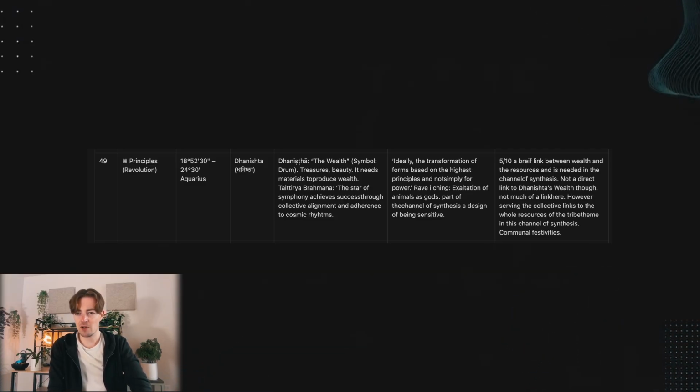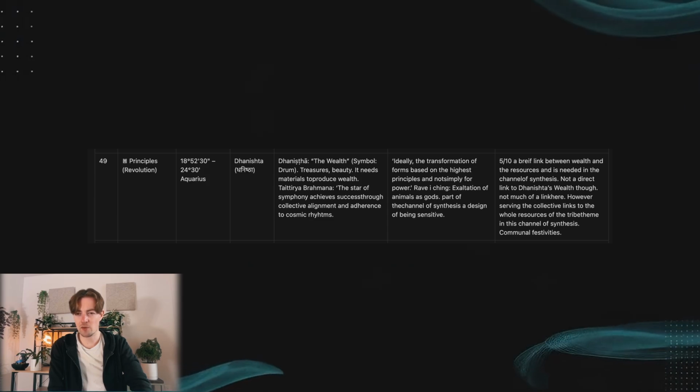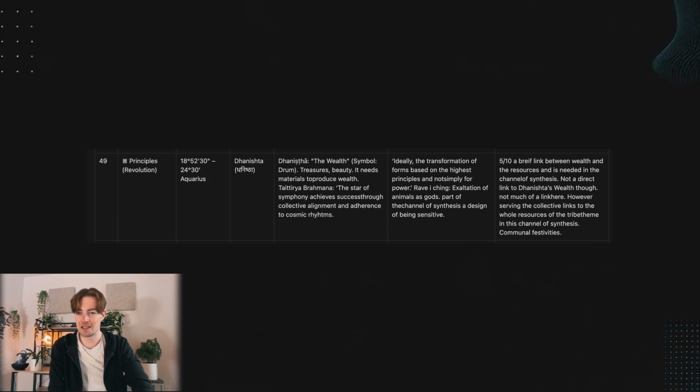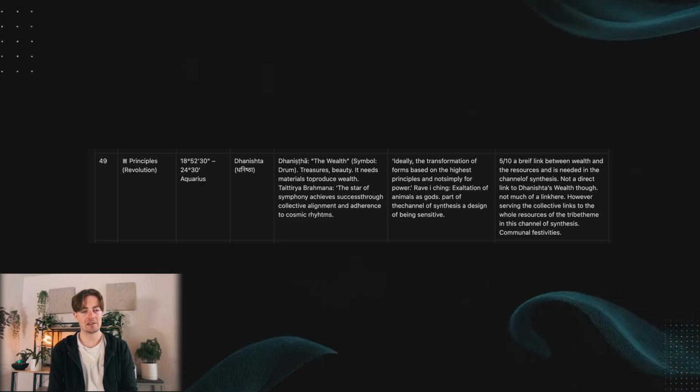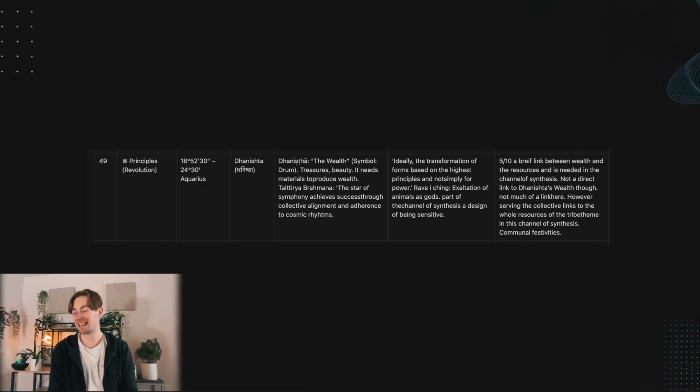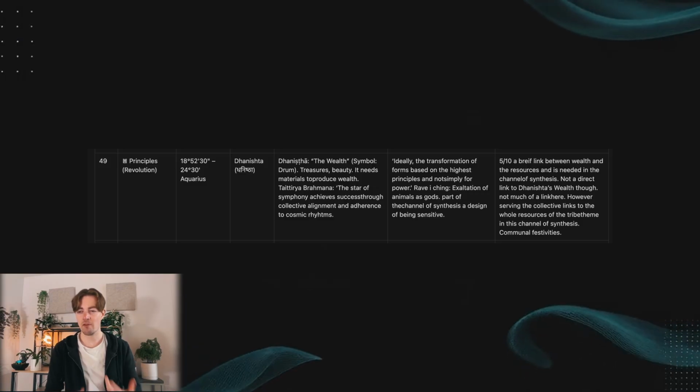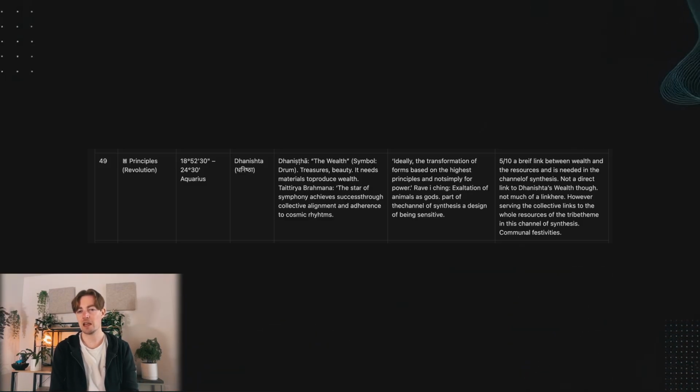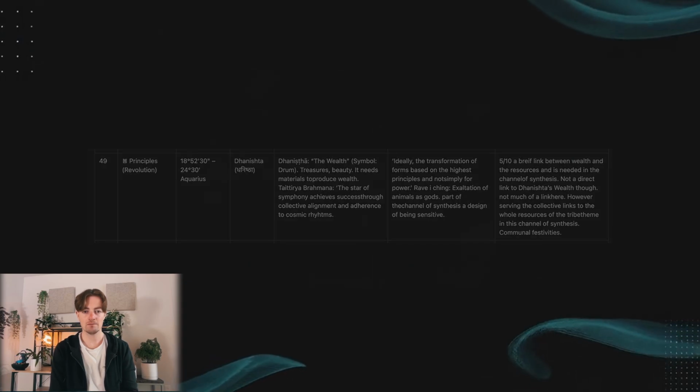But there's not so much of a strong link. I give it a 5 out of 10. Maybe I should turn it to 6 out of 10. Serving the collective links to the whole resources of the tribe theme in this channel of synthesis, such as communal festivities. So that's the main link, this nakshatra being associated with wealth and material resources. This gate of principles is part of a channel that is about providing for the tribe, being sensitive to the needs of the tribe, to provide resources such as food and shelter. It's a 5 or a 6 out of 10.